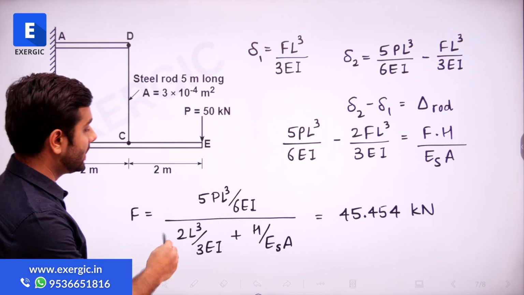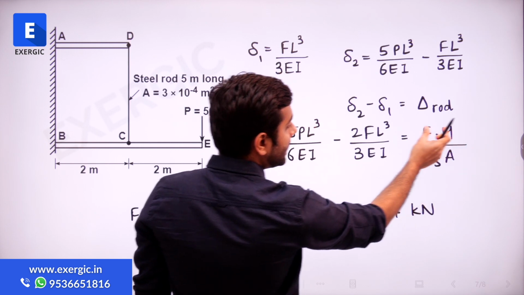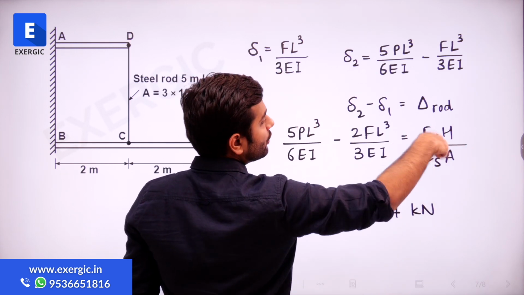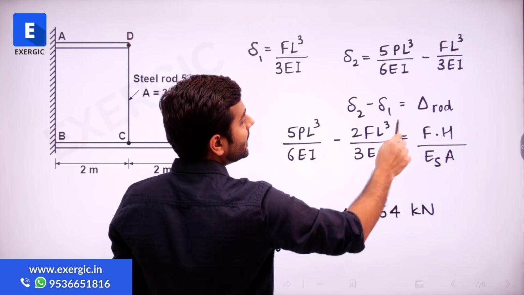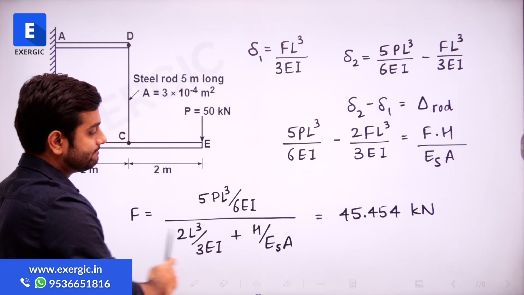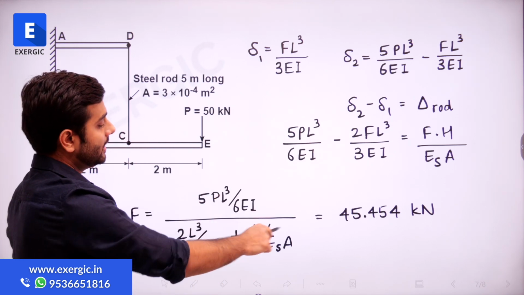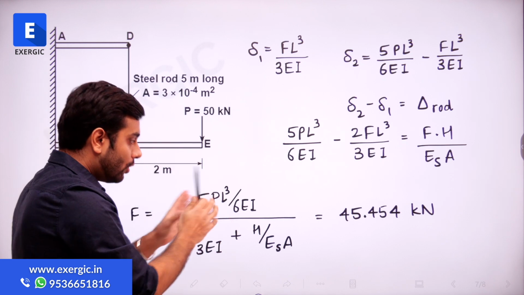Upon simplifying, you will get this expression. As I told you, send it to the right hand side and take F as common. So what you will be having is 2L cube by 3EI plus H by ESA. Send that to the denominator of the left hand side. So you will get 5PL cube by 6EI divided by that term. Now put all the values.